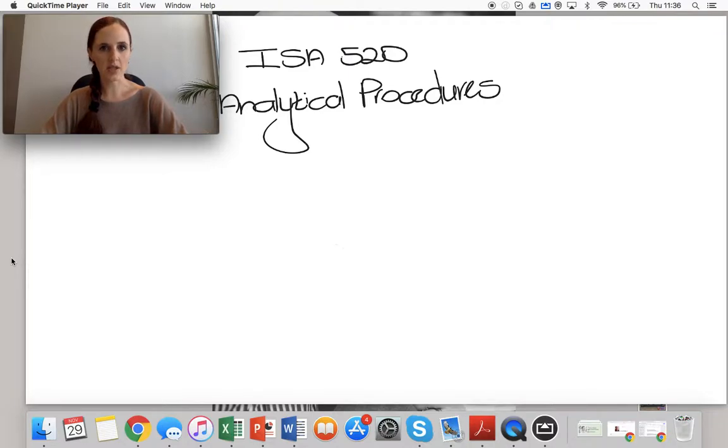Analytical procedures, ISA 520. This is a standard that I find a lot of students struggle with, and I find that quite sad because it's actually one of the standards that I quite enjoy and I think is immensely valuable no matter what you do with your career. And I think once you understand and can relate to it a little better, I can almost guarantee you're going to find that it's going to be a lot easier to work with and a lot more valuable for you as well.